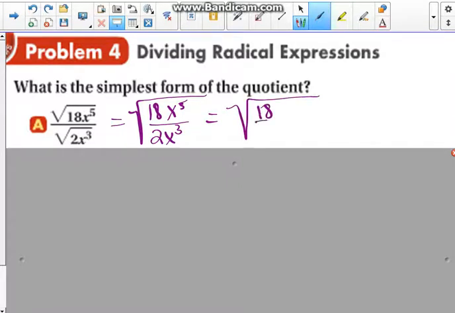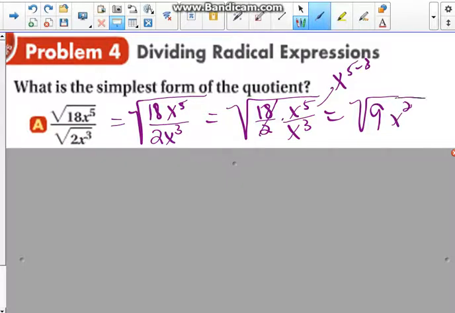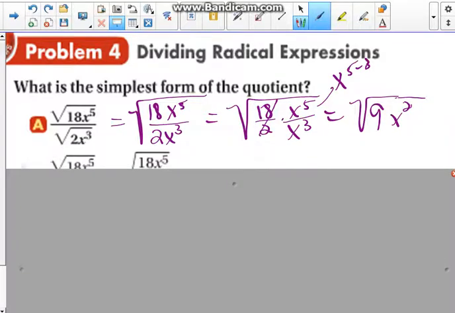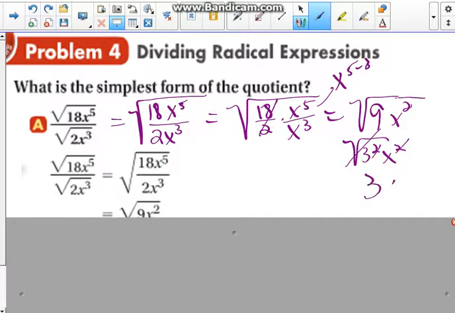And we know that's going to be 18 over 2 times x to the 5th over x cubed. 18 divided by 2 is 9, and that becomes x to the 5 minus 3, which is x squared. So now we can rewrite that as square root of 3 squared times x squared. So now that they're all squared, we can cancel that out, and it becomes equal to 3x, and that's our answer.